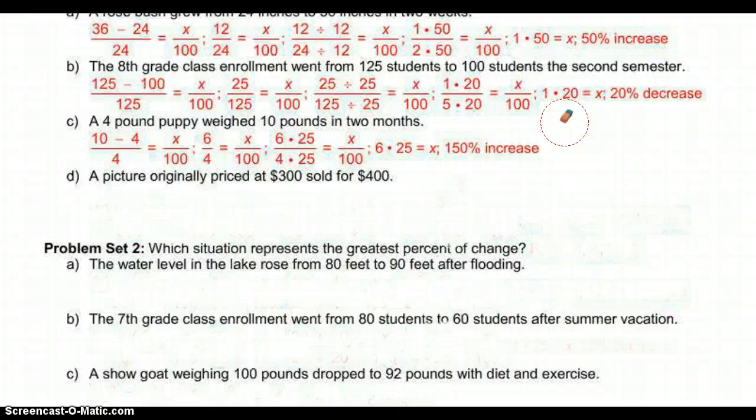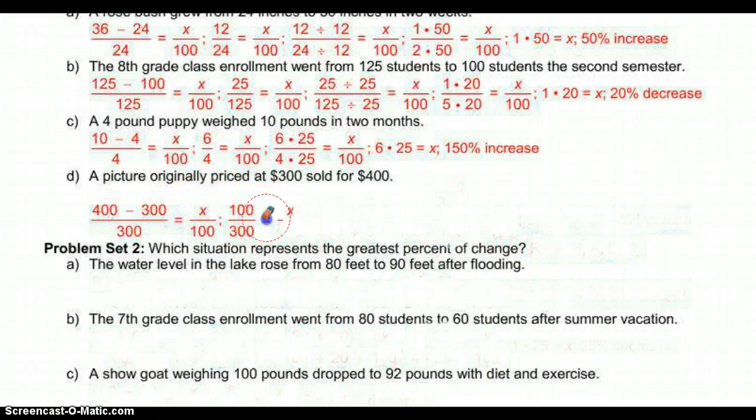Okay, the last one on this particular problem set goes with an original price of a pitcher was $300 and it was sold for $400. So let's set it up, and that's $400 minus $300 over the original, which is $300, and that's going to be finishing out the proportion x over 100. And when we subtract, we will get 100 over 300 is x over 100.